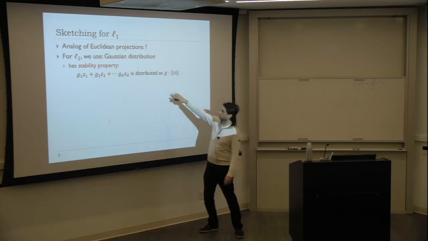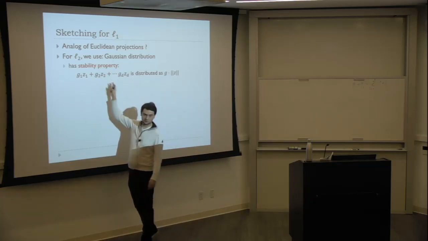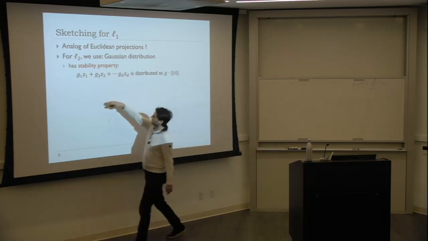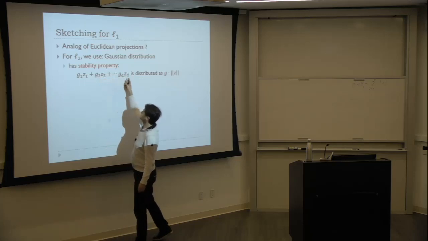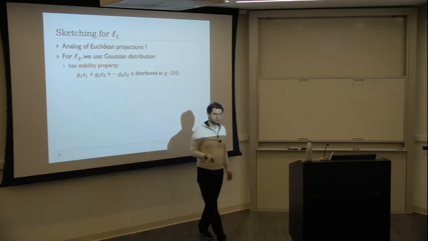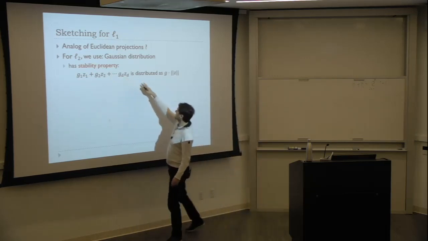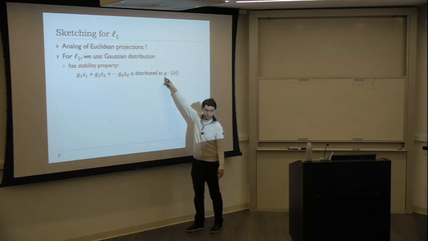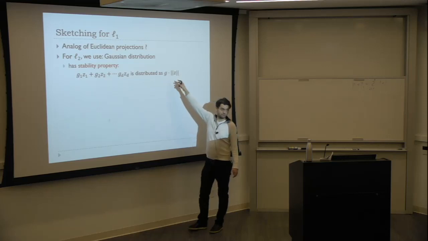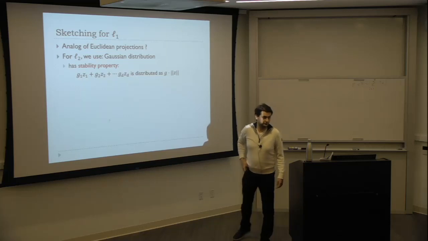Basically, the stability property means this property of the Gaussian variables. This is what appears on Wikipedia if you look up the Gaussian distribution: for any real numbers z1, z2 up to zd, and if g1, g2 up to gd are IID Gaussian random variables, then the summation of them is exactly distributed as another Gaussian variable g times the L2 norm of z.